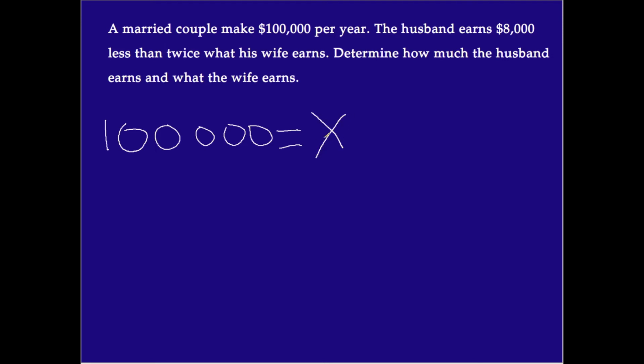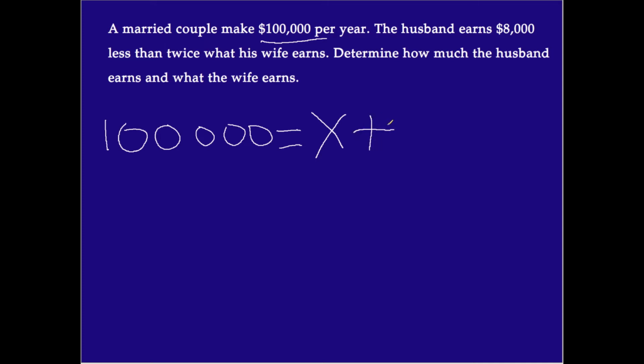Now, for the husband, it's a little bit more complicated. He makes $8,000 less than twice what his wife earns. Now, remember that together, they make this $100,000. So whatever we do, we're going to add the wife's salary and the husband's salary together, and that should give us the $100,000. So here we go. We know we're going to add, but now what are we going to add?